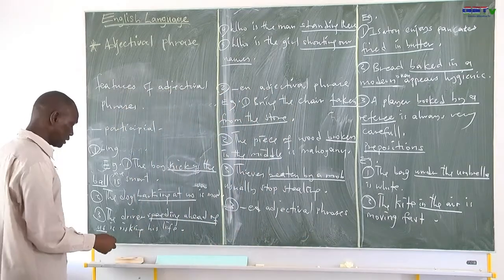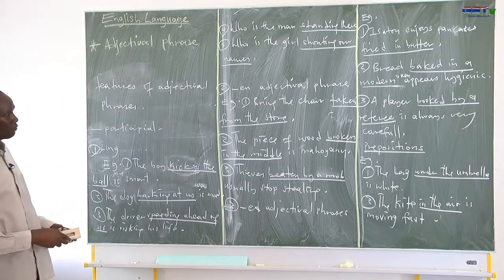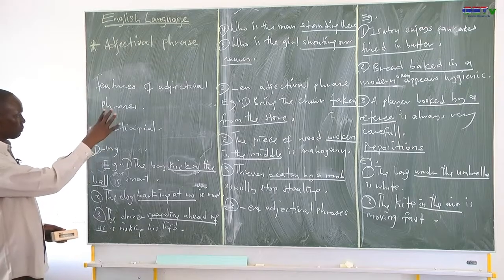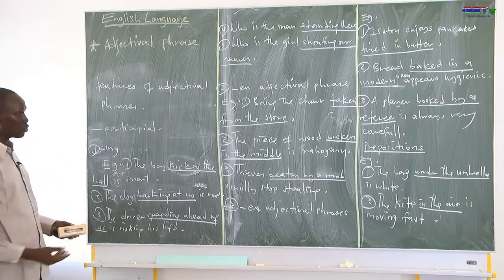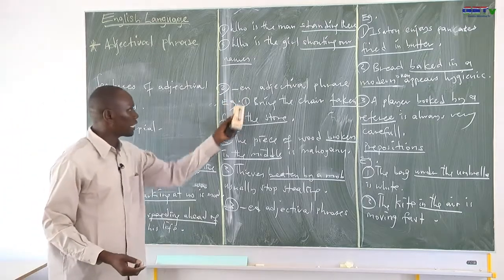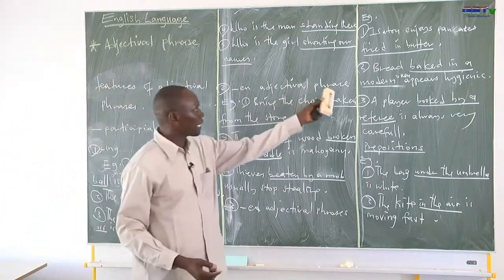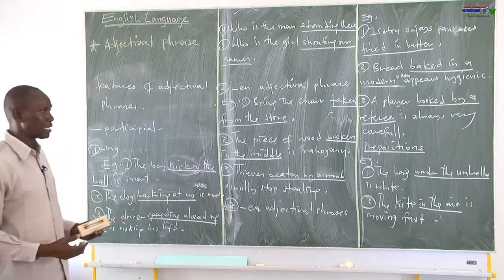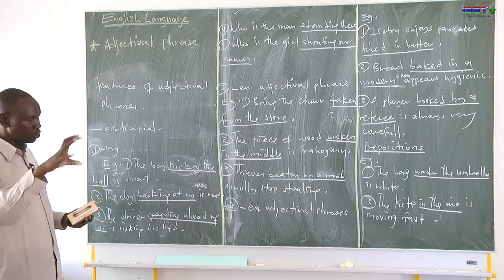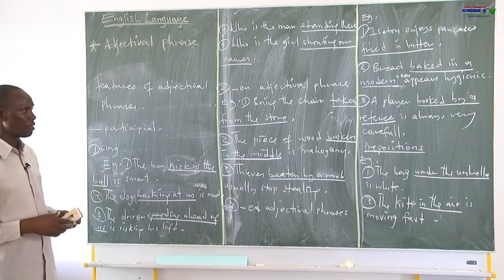You get the point? That's it for adjectival phrases. Already we talked about participial. We have the ing adjectival phrase, and we have examples under it. We have the en adjectival phrase, and we have the ed adjectival phrase, and then prepositions, which are also acting as adjectival phrases. That's prepositional phrases acting as adjectival phrases.